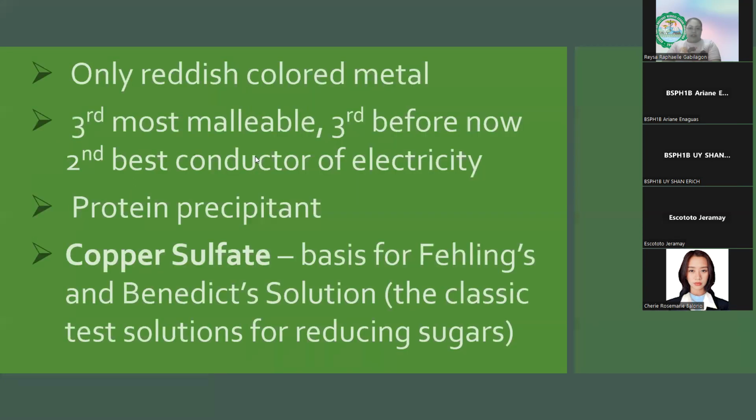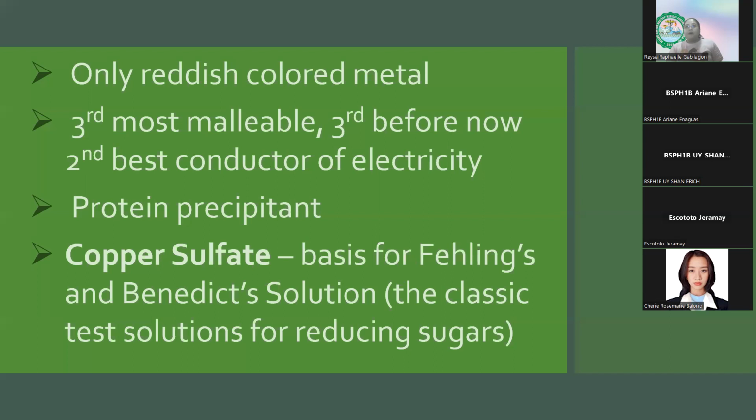Now, let's discuss what are the other things that you need to know about copper. Number one, this is the only reddish colored metal that we have. I believe you have seen copper wires, and you can see that it's reddish in color. Now, it's still the third most malleable. So, madali talaga siyang i-hammer or i-press para maging thin sheets siya. Third lang siya among our metals. However, before, it's the third best conductor of electricity, but it has become the second now.